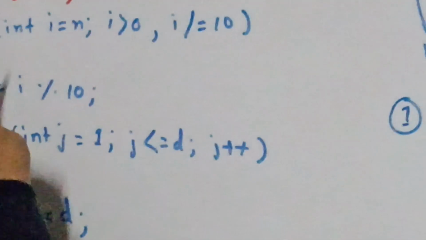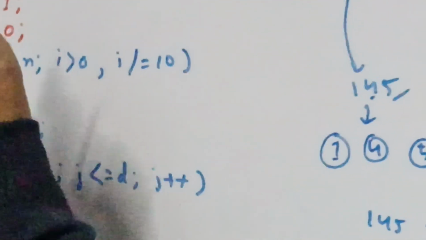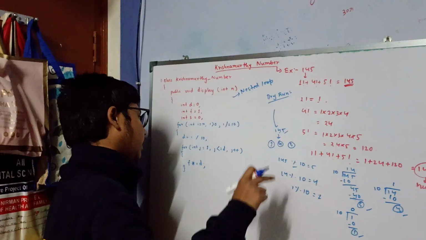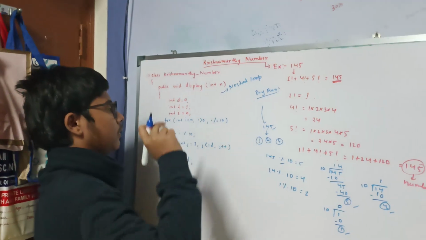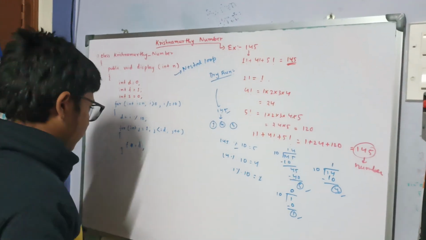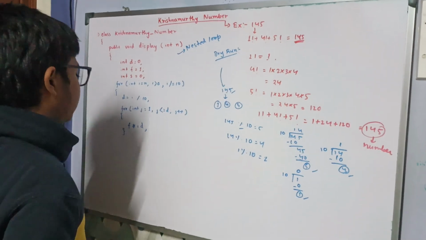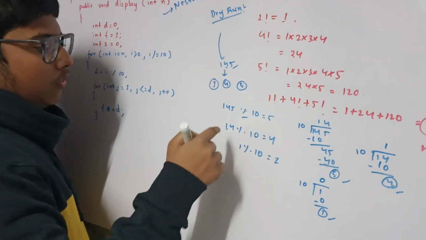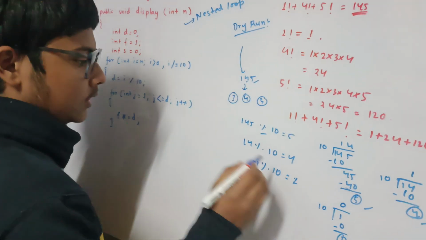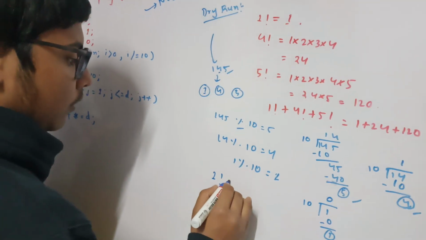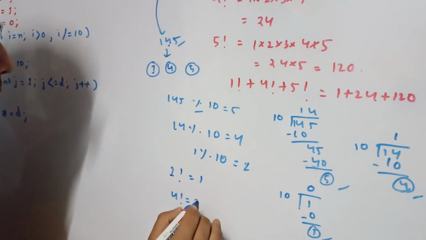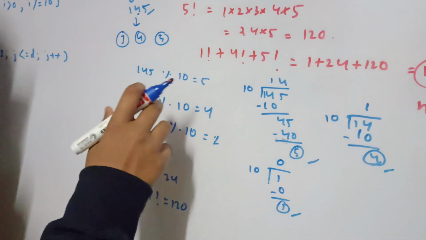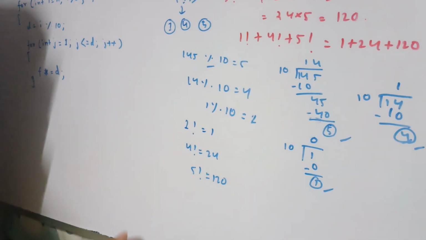This is the loop for extracting the digit from the initialized number, and this is the loop for finding the factorial of the digit that you have extracted from this number. After you find the factorial, what do we have to do? We have to find the sum of the factorials. Here we found 1 factorial 1, 4 factorial 24, 5 factorial 120. After finding the factorial, we have to find the sum.